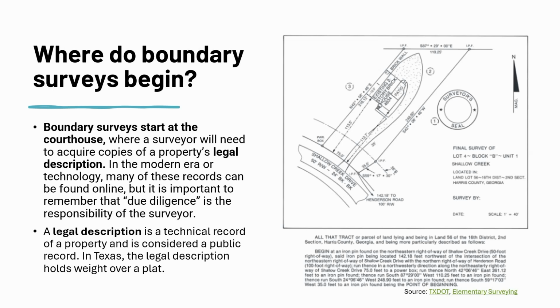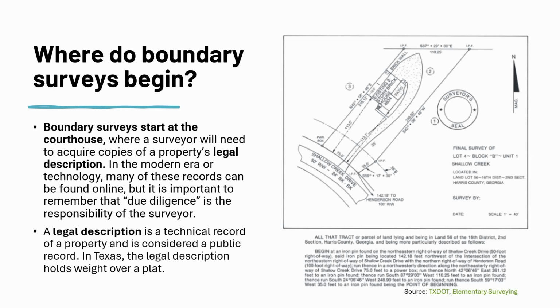So where do our boundary surveys begin? And I'm not just talking about the point of beginning of our survey, I'm talking about the process of beginning a project that includes a boundary survey. It really is going to start always at the courthouse, or online if the courthouse has their records there. That's where you, as the surveyor, are going to try to find copies of that property's legal description. And that legal description, in reality, is the definition of the survey.